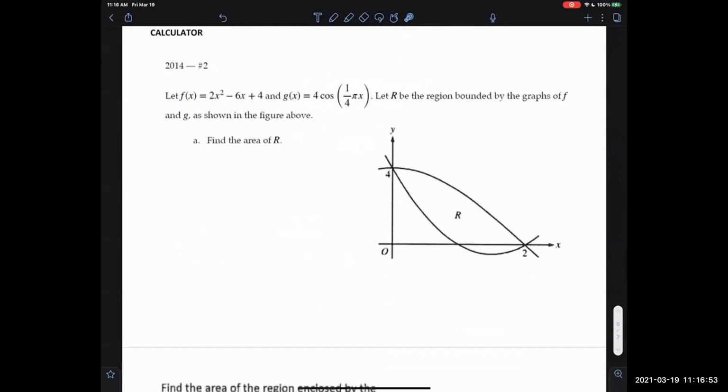So I'm going to allow you to pause a minute and try the 2014 problem, number 2. Set it up, plug it into Desmos or your calculator, and let's come back and see how we did. And just remember, radian mode for trig. Okay.